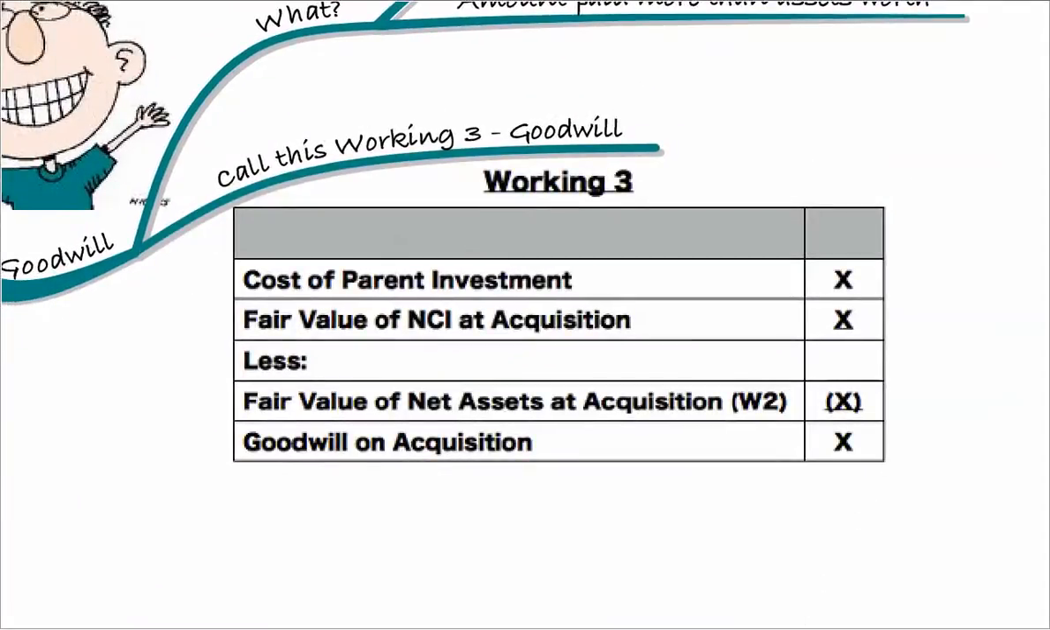We take the amount we paid, the cost of investment, plus the fair value of the non-controlling interest. So that basically says, well, here's what the parent paid, plus the value of the NCI. That gets us the total value of the business, less the fair value of the assets. So total value of the business less the value of the assets gives us the goodwill. Because remember, that's basically what goodwill is, the amount it's worth less the value of its assets.